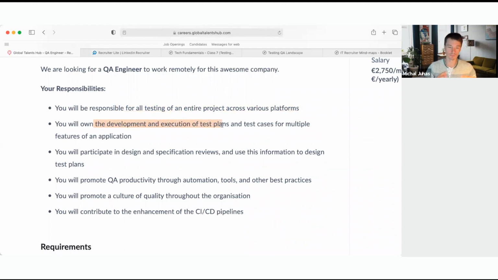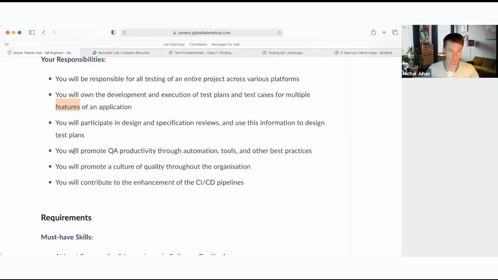So this is not software development as such, not feature development, but rather development of tests and test cases for multiple features. There are software developers in the team, and these QA engineers usually test what the developers create. You will promote QA through automation tools and other best practices. You will promote a culture of quality throughout the organization.